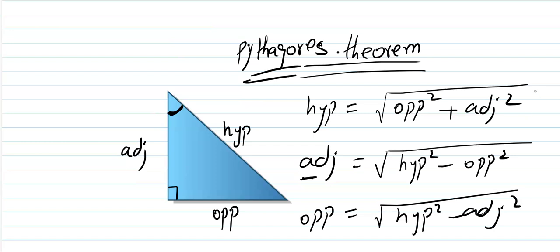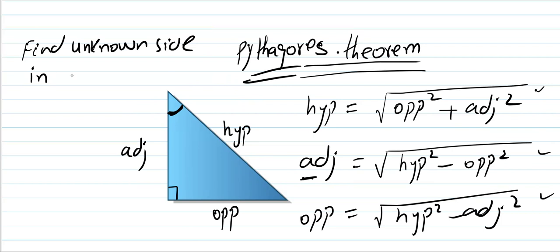These rules are called the Pythagoras theorem. So the Pythagoras theorem we use to find an unknown side in a right triangle.